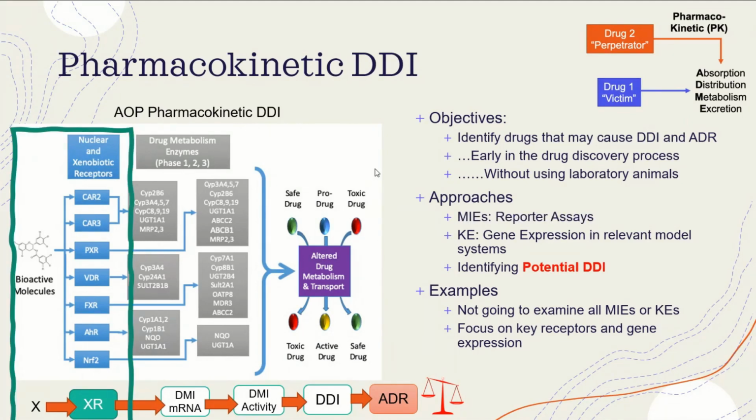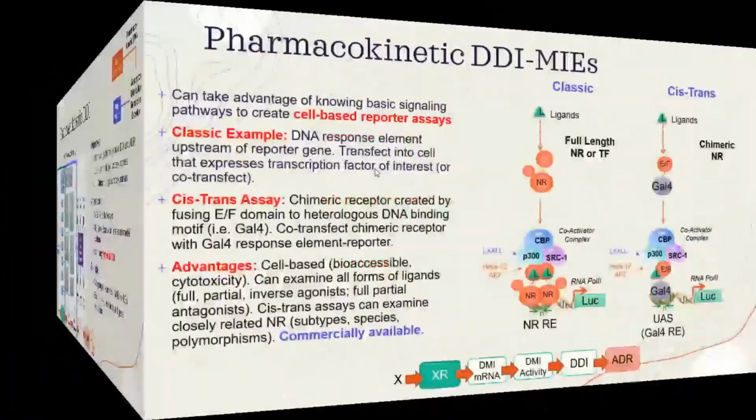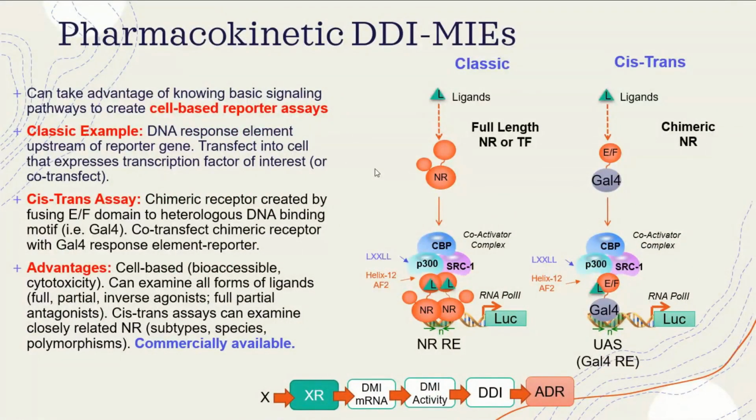Well, we're going to start by talking about molecular initiating events. How do we describe whether a chemical is interacting with these xenobiotic receptors? Then we'll talk briefly about key events, gene expression in a relevant model system. And again, these are predictive of that adverse outcome. So let's start with the approach to looking at molecular initiating events as it pertains to drug-drug interactions. How we address this is with what's called a cell-based reporter assay.